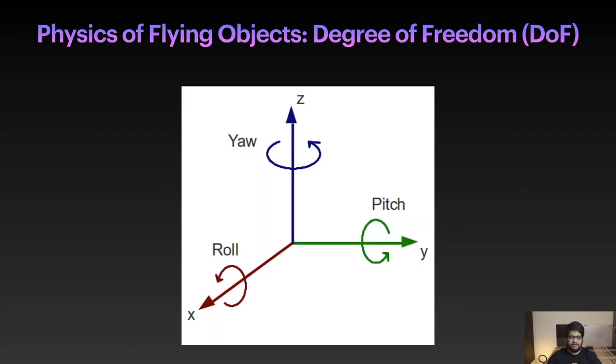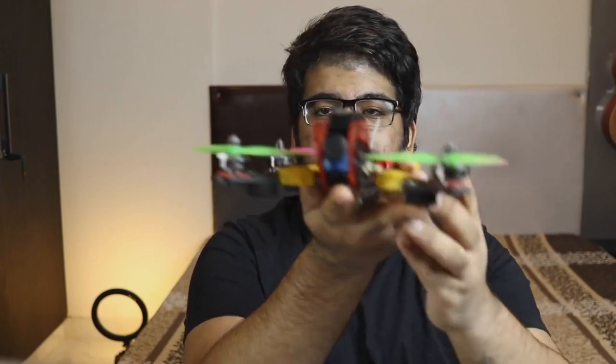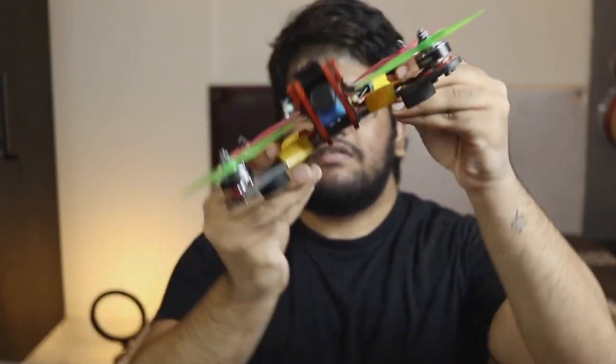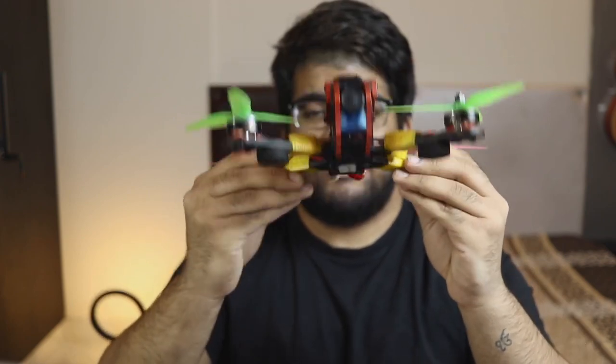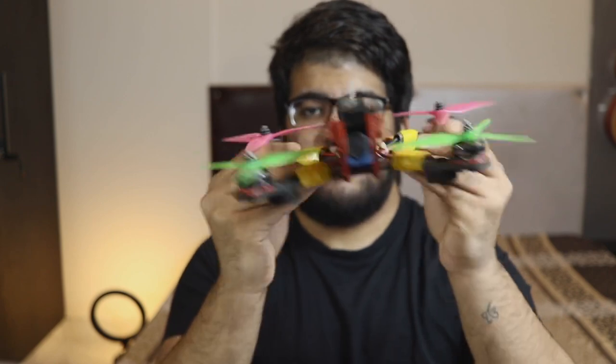So let's talk about degree of freedom. Let's continue with the physics of flying objects, and now let's talk about degree of freedom. Every flying object, when it's in air, has a certain degree of freedom. And by degree of freedom, I mean the axes on which it moves. Generally speaking, in a 3D space, you have a roll, pitch, and yaw axis. The roll is on the x-axis, the pitch is on the y-axis, and the yaw is on the z-axis. If you take an example of this drone, this is the roll axis, its roll degree of freedom. This is the pitch axis, its pitch degree of freedom. And this is the yaw axis, its yaw degree of freedom.